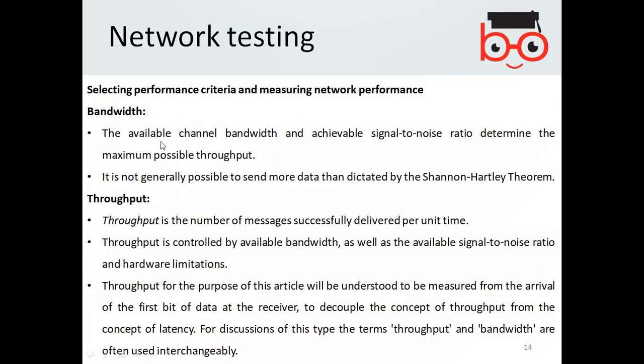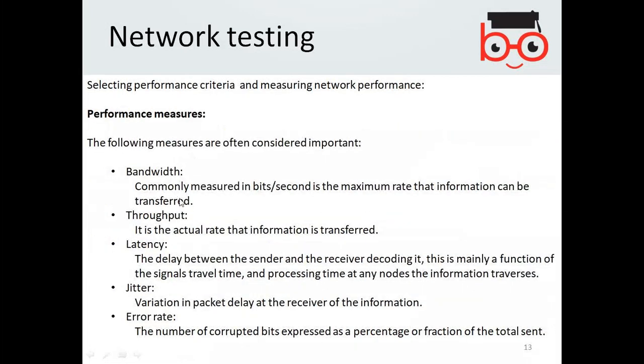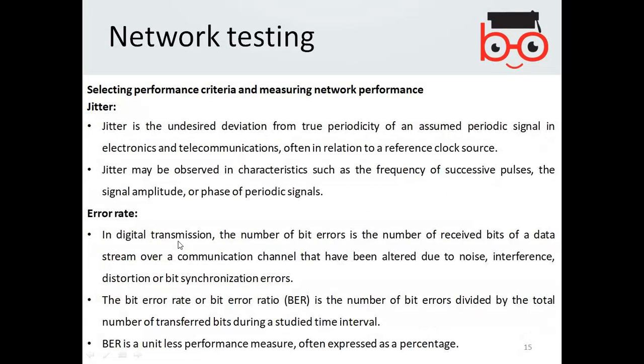And as the name suggests, these are the simple explanatory definitions. Let's say the available channel bandwidth and the achievable signal to noise ratio determine the maximum possible throughput. Throughput is the number of messages successfully delivered per unit time. These are short definitions about these terms, and there are more detailed definitions. So we move further to the next slide, and you can always revisit these definitions in more detail.